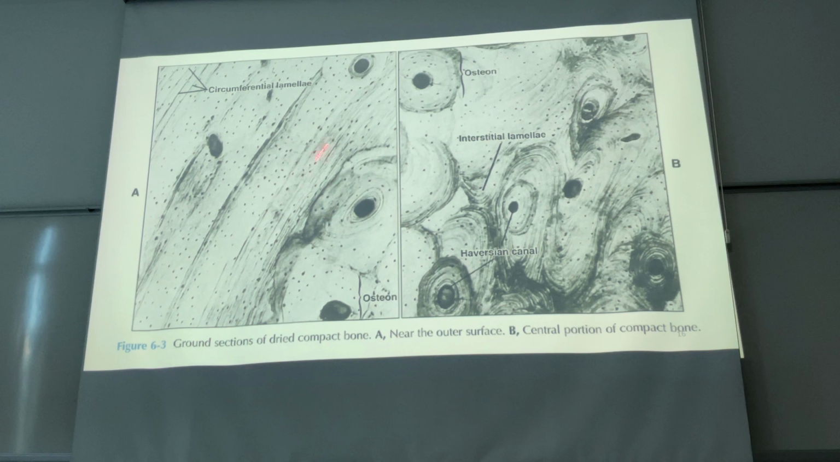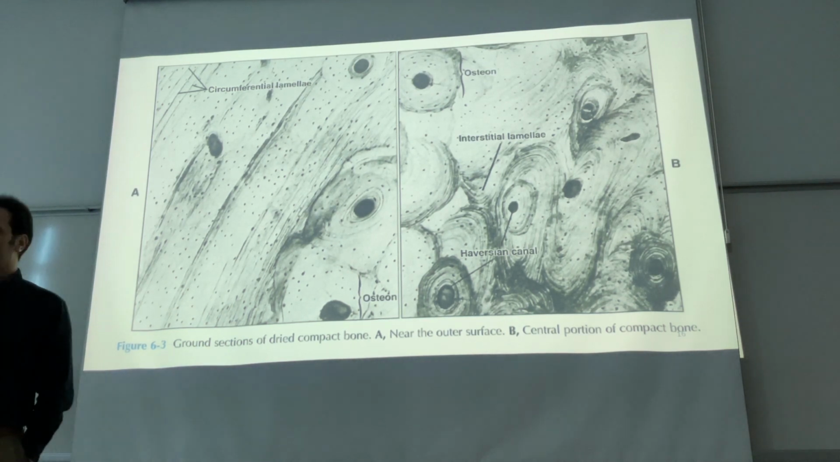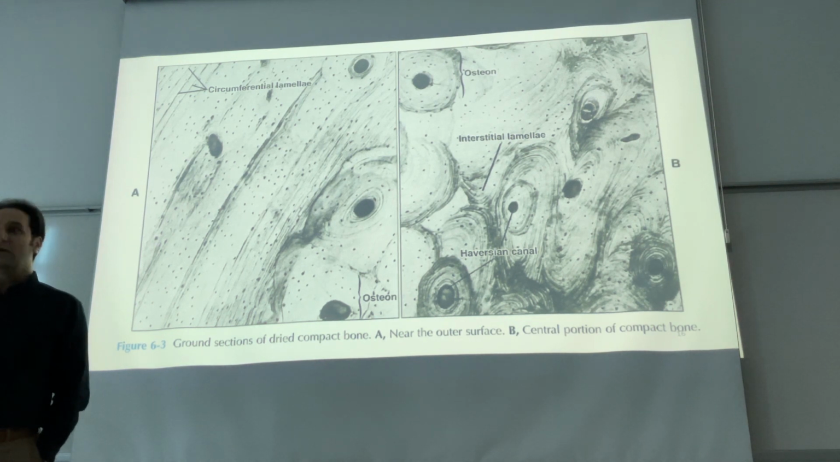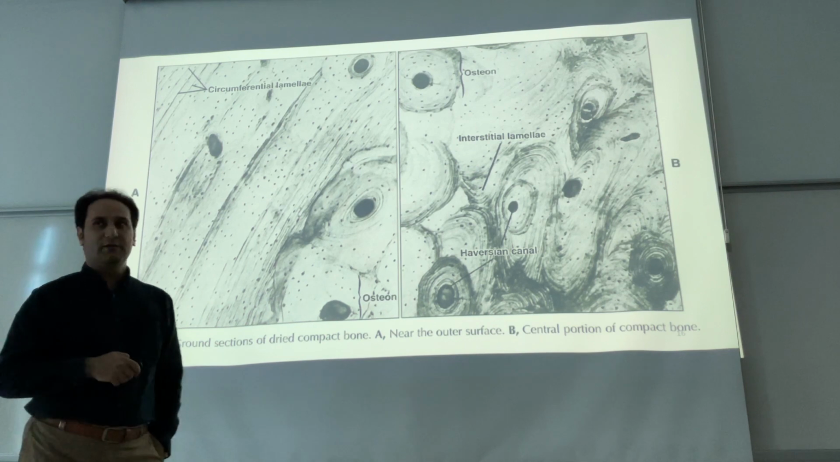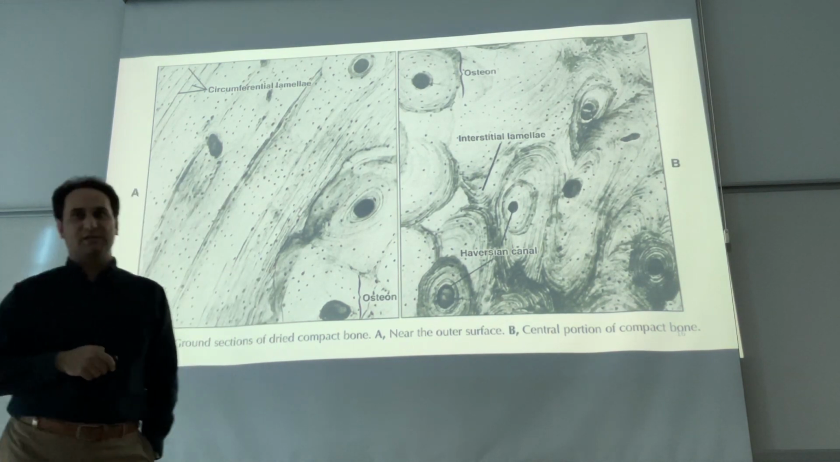And on the outer side of the compact bone, as you know, we have circumferential lamellae, outer circumferential lamellae on the outer side, and on the inner side we have inner circumferential lamellae. Circumferential lamellae on the outer side are surrounded by periosteum, and on the inner side these circumferential lamellae are surrounded by endosteum. Can you understand these structures?